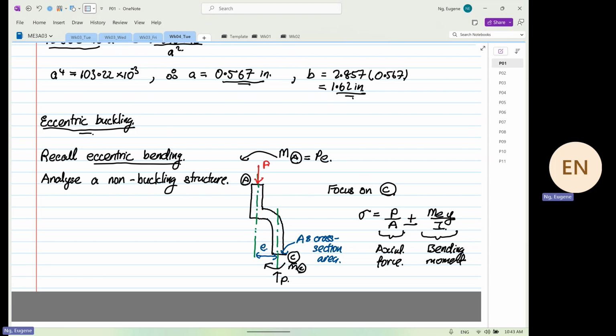Okay, don't memorize these other things. That's why I'm not teaching anything from the textbook. I mean, the theory is from the textbook, but you can't remember the theory. So this is eccentric bending. Now I'm going to do eccentric buckling using bending moment theories. We're going to analyze buckling now. So the next thing that we're going to do is different. What is the difference?